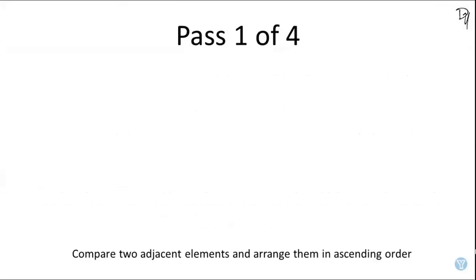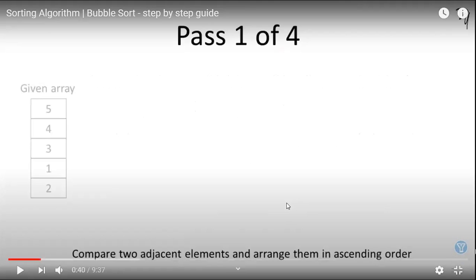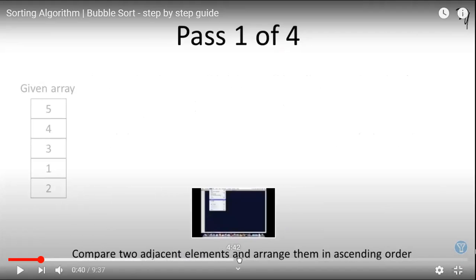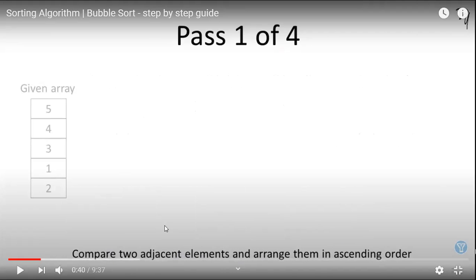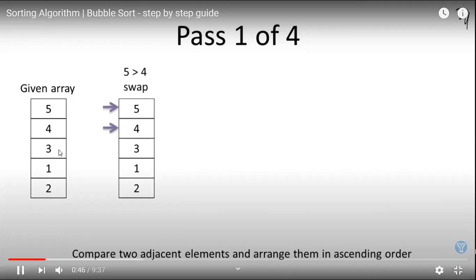First pass we will see. Before that, what is the bubble sort algorithm? Bubble sort is nothing but comparing two adjacent elements and arranging them in a perfect order. It can be ascending or descending. So what is the given array? 5, 4, 3, 1, 2. Totally, how many elements do we have? 5 elements, right? What is our motto here? We have to compare two adjacent elements. This is pass 1.